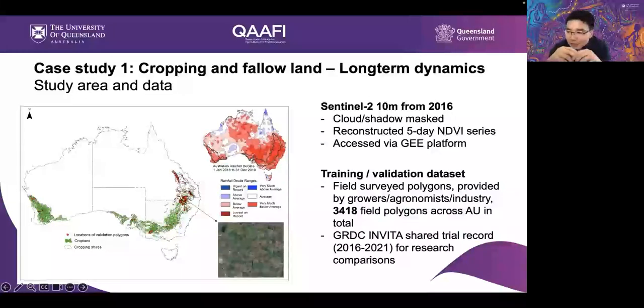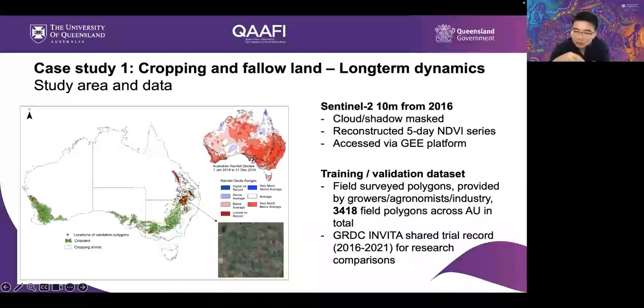And this first case study is targeting the main cropping regions across entire Australia. These areas stretch across the country's wheat belt region from Western Australia, South Australia, Victoria, and all the way up to Central Queensland. For these areas, we used images from the Sentinel-2 platform, which provides us with 10 meter resolution data from 2016 onwards. And we established pre-processing to remove any parts of the images that had clouds or shadows, so we could get a clear look at the crops only.